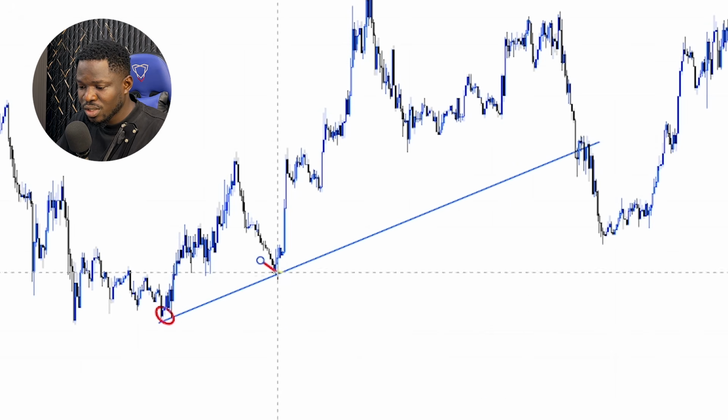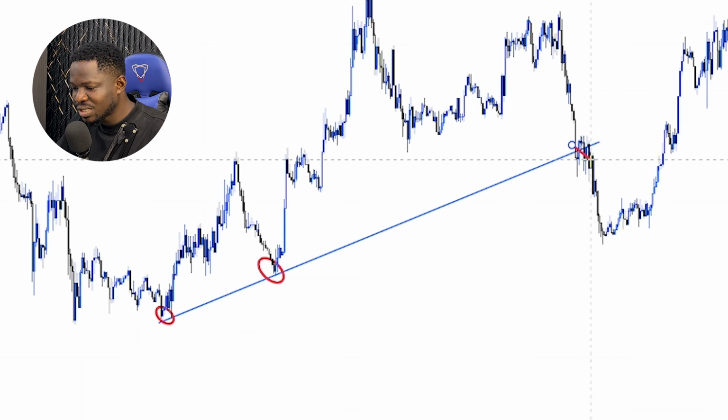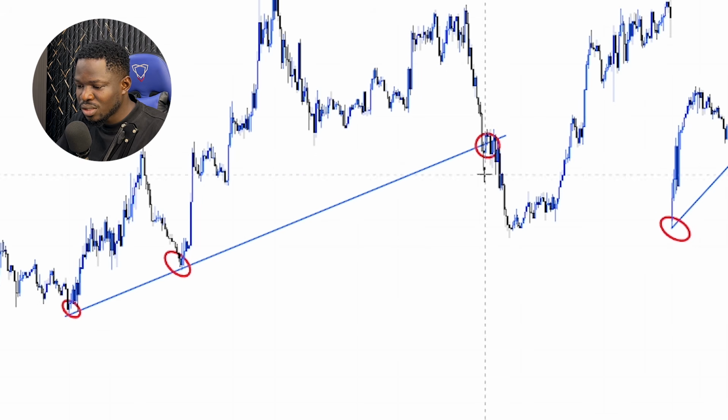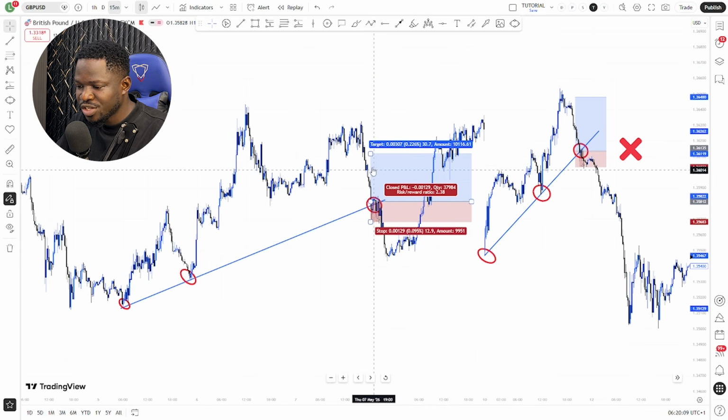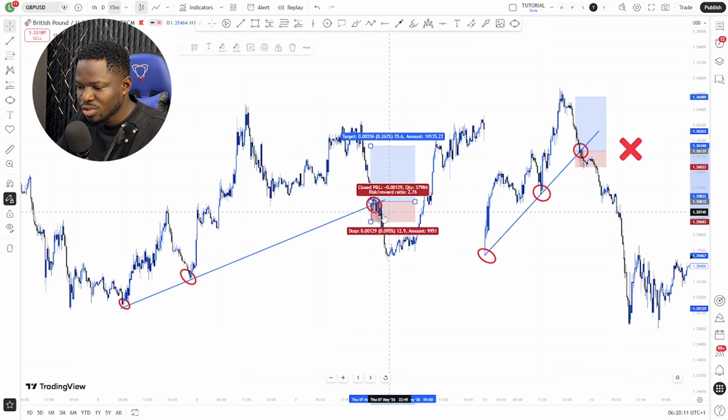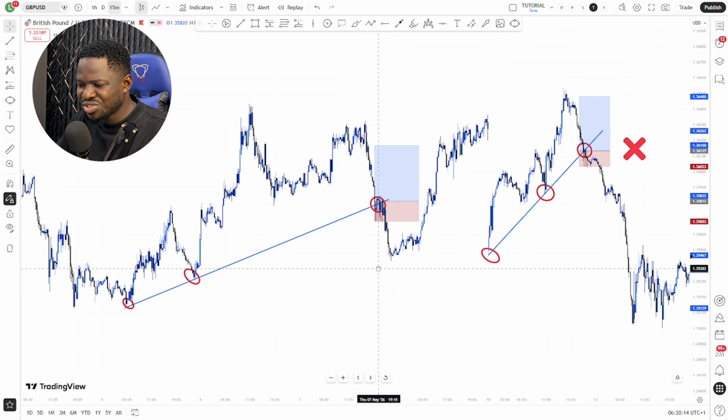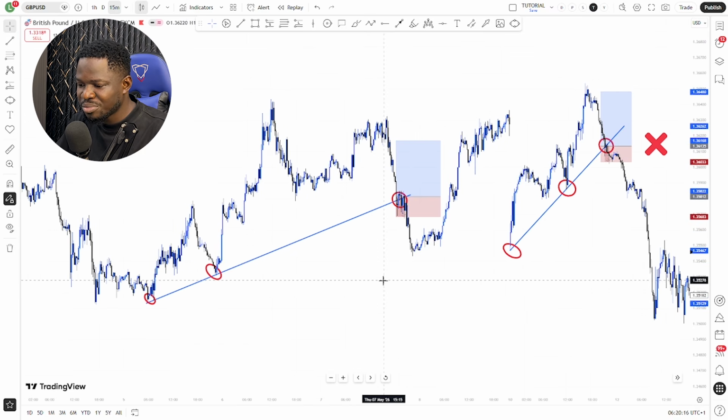First touch, second touch. Now waiting for price to come and mitigate the trend line on the third touch, then you execute your trade around this zone by waiting for entry confirmation. What would have happened? You would have lost this trade. So trend line trading strategy on the lower time frame is not advisable.